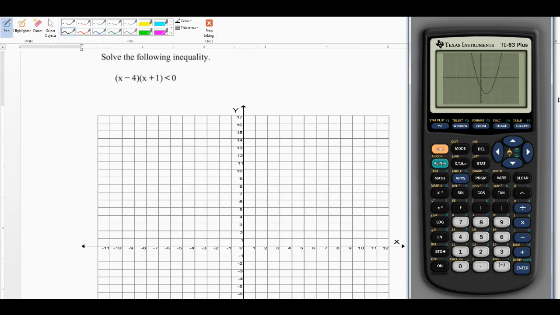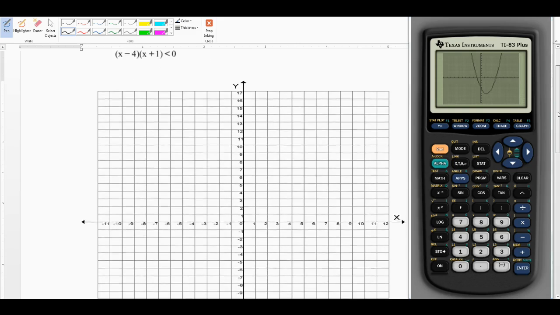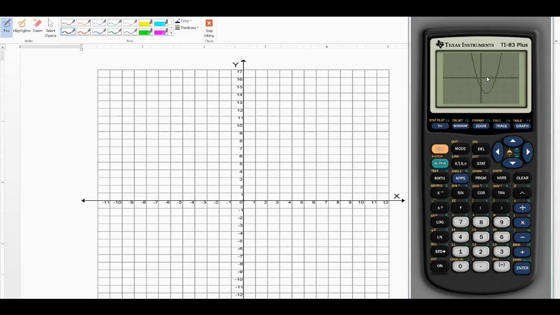Now, what's going on is that we need to find where it's crossing the x-axis. We can use our table, or the zero feature, or the intersect feature, but the table is actually going to give us the two values, -1 and 4.